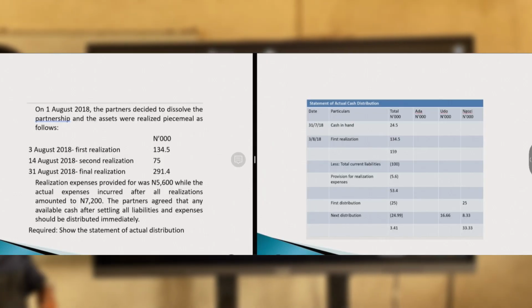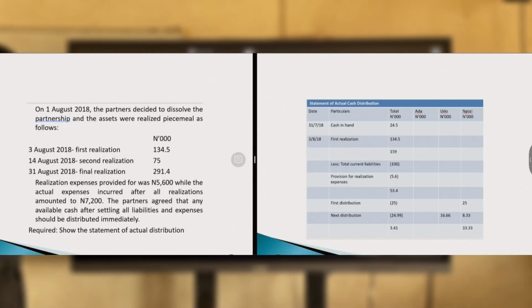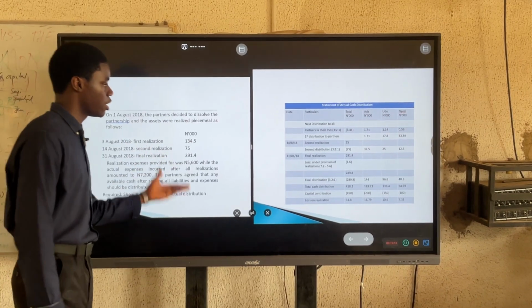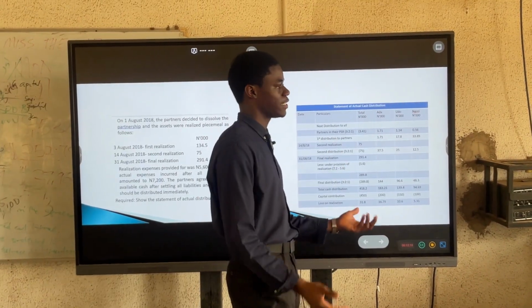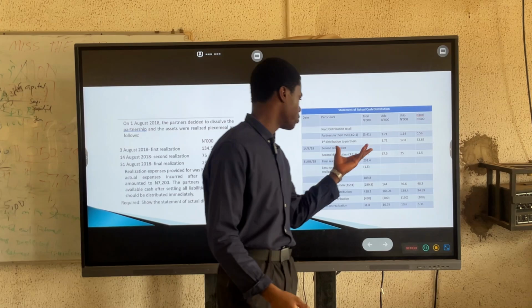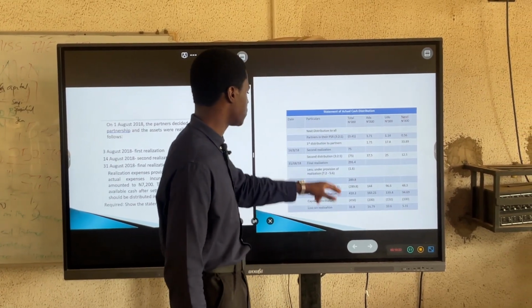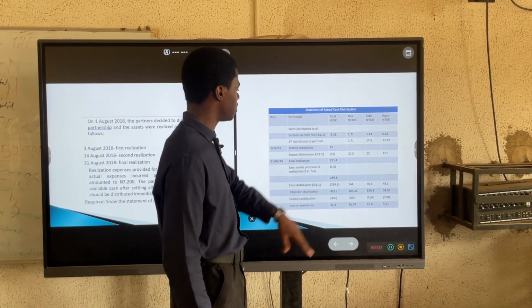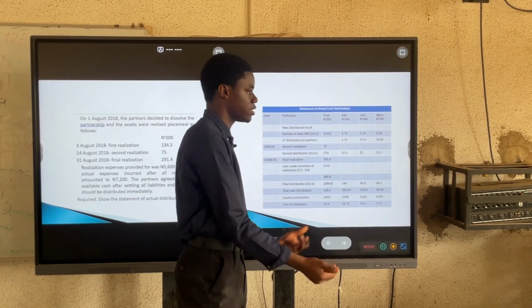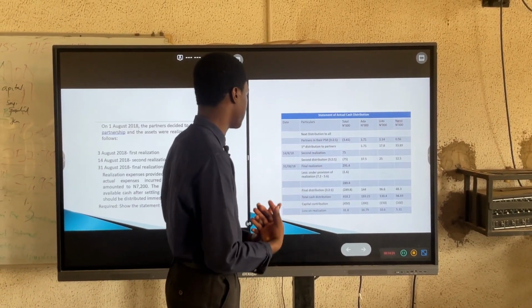They received another realization on 14th of August 2018, which was 75,000. So it's a receipt, like an income, a cash income. That's why it was recorded here in the totals. It wasn't put in brackets because it's a revenue, like what they got from the realization.